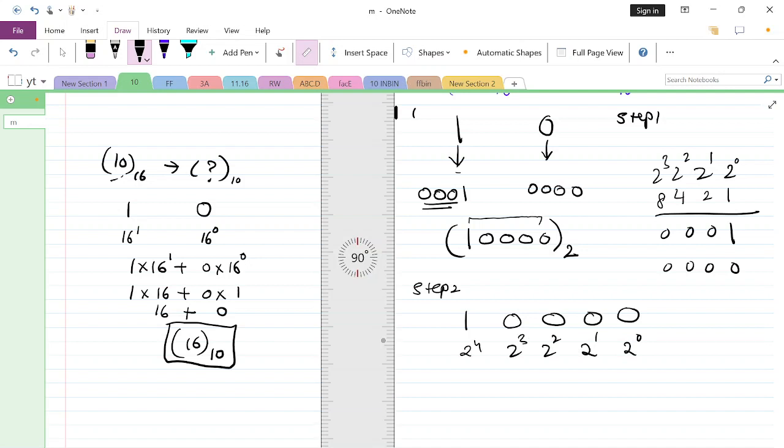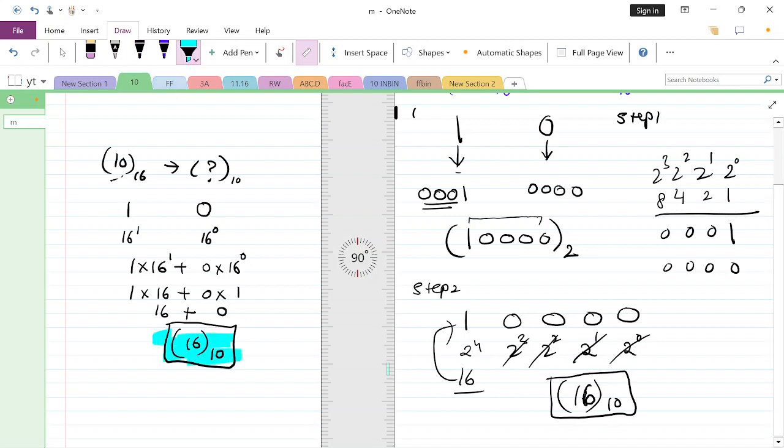Anything multiplied by 0 will be 0, so these weights will get omitted and the only weight left is 2 to the power of 4, which is 16, and 16 into 1 will give me 16. So this is the answer. If you see here, this answer is the same in method 1 and also in method 2.